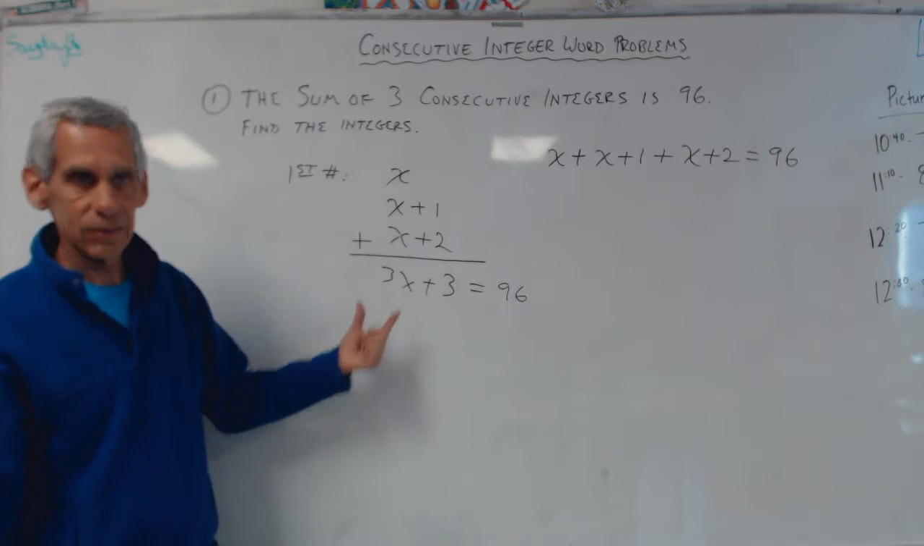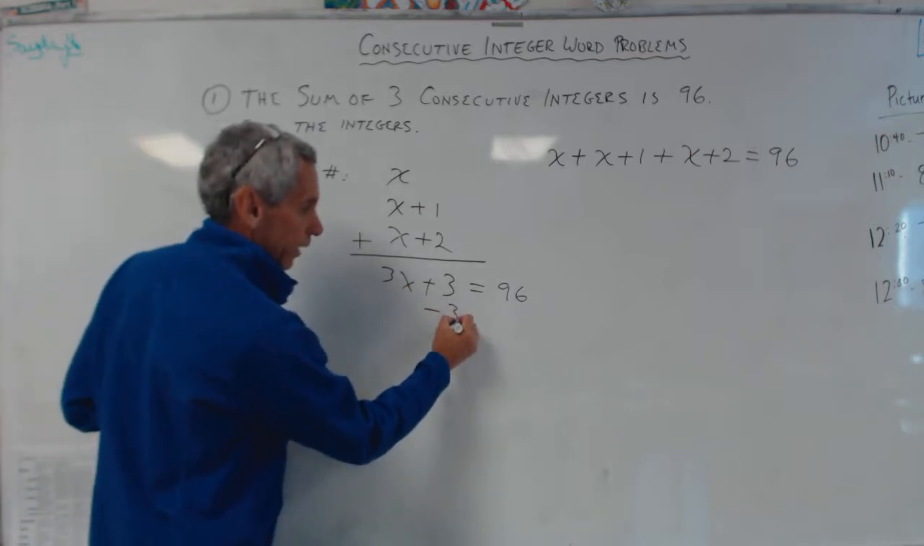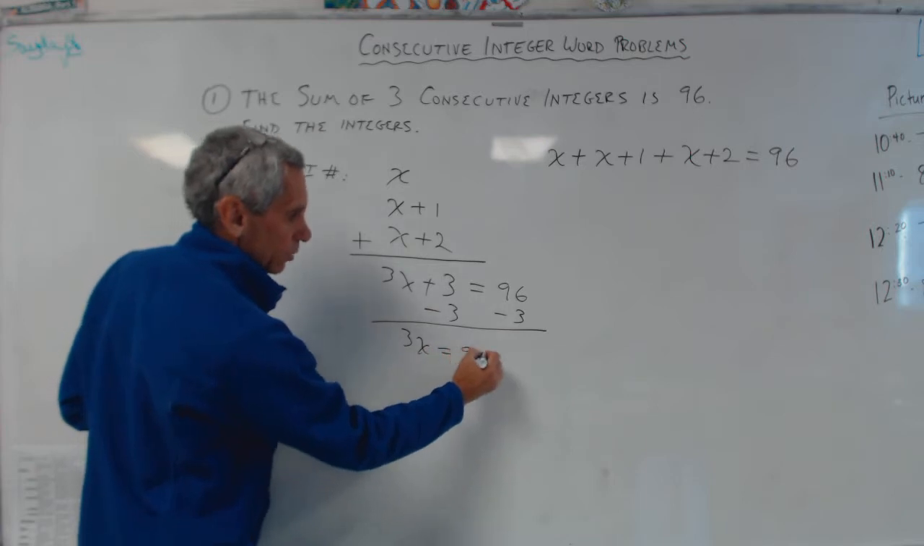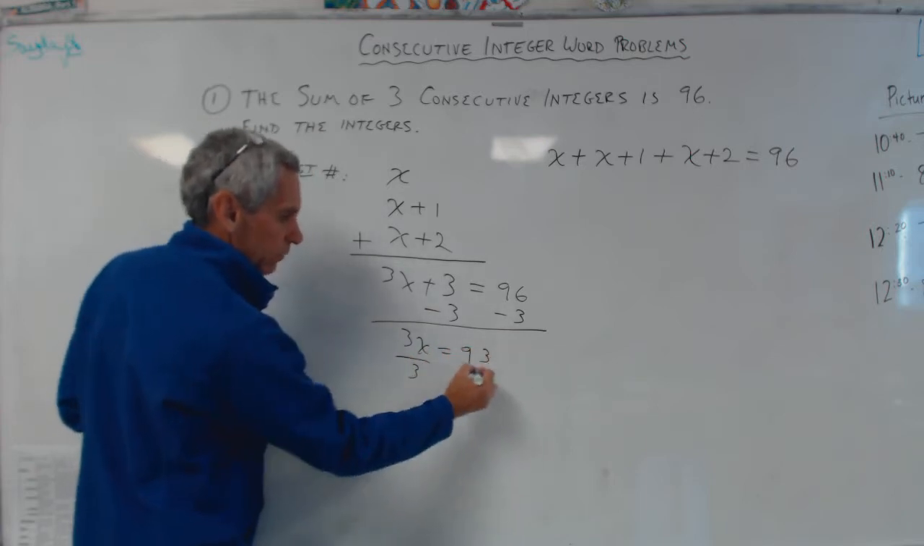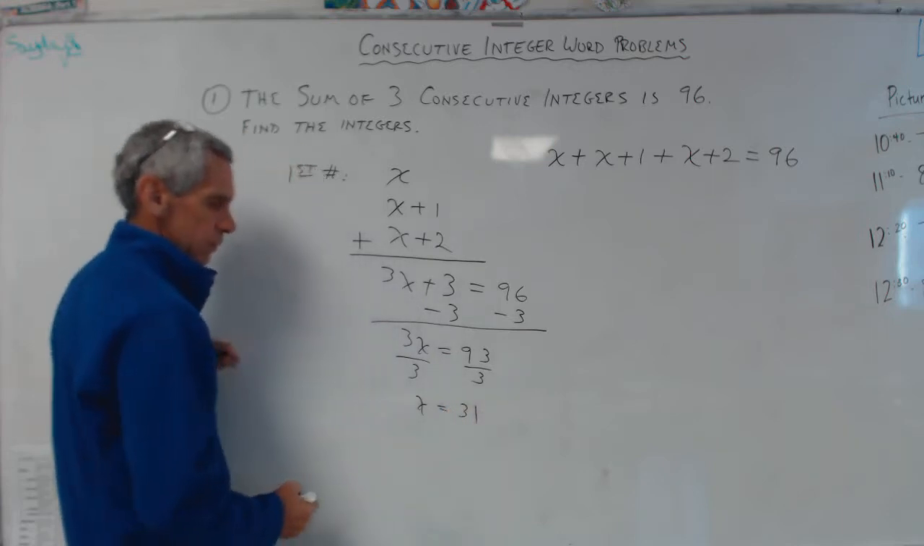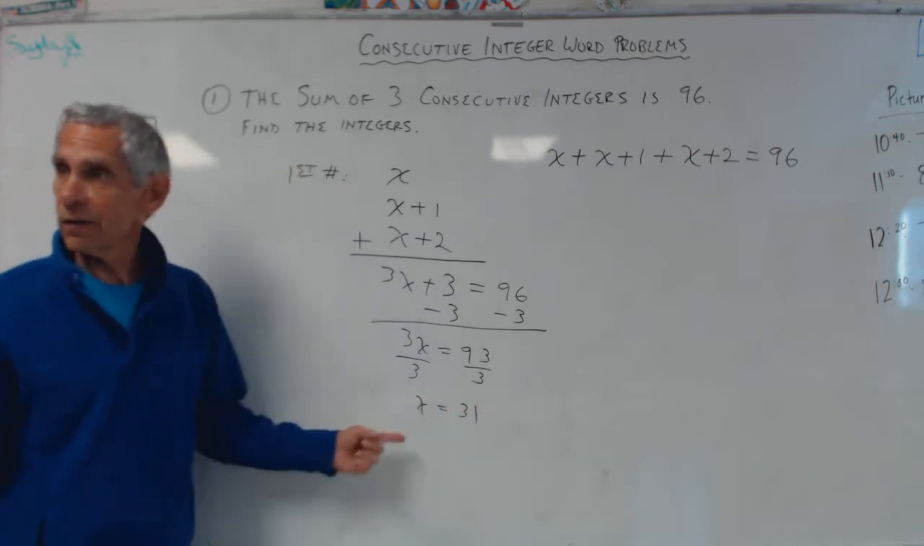And then you just... That's easier, in my opinion. And then you subtract 3, and you have 3x is equal to 93. Divide by 3, x is equal to 31. So 31 is our first number.